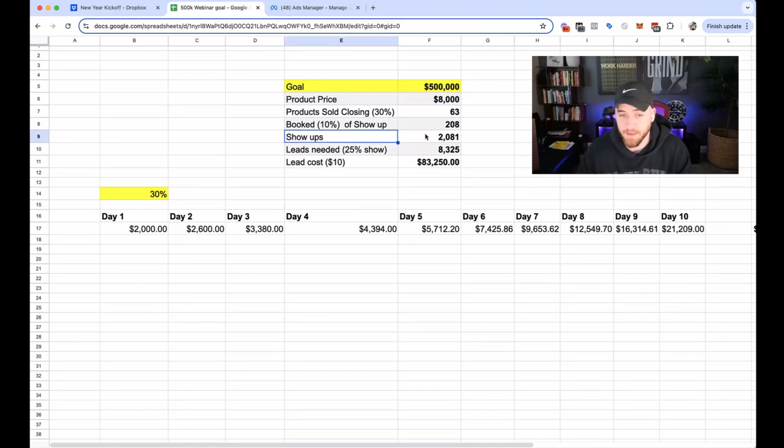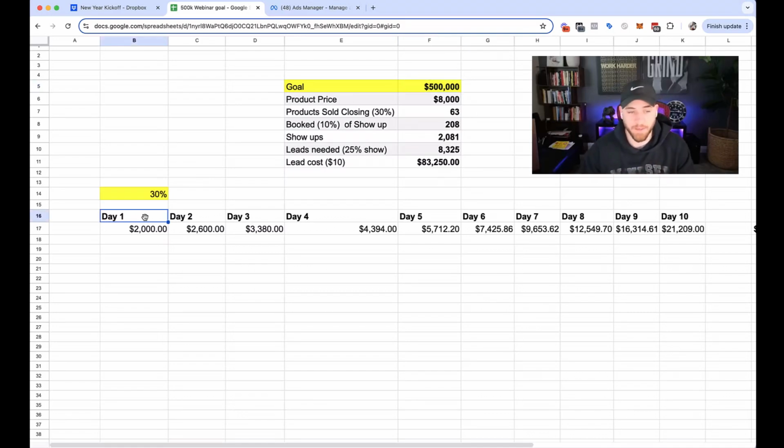Now that means that if we have 2,000 people show up at that 10%, that's where we're going to get 208. So we need at least 2,000 people to show up. Now, if 25% of people show, we need 8,325 leads, right? That would be a lead cost. Let's say worst case scenario, $10 a lead. We need to spend $83,000 to hit 500K, right? And so you need to map out what that looks like on a day-to-day basis in terms of spend, right?